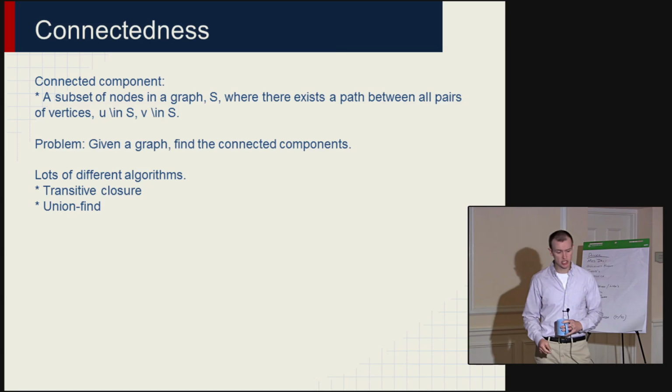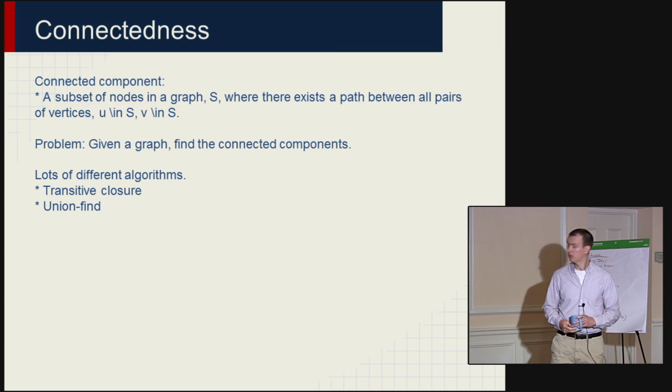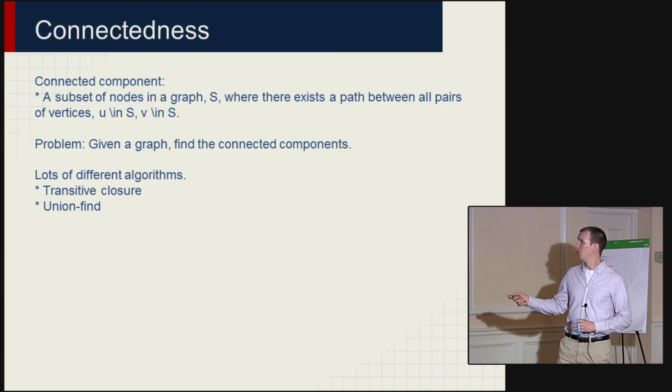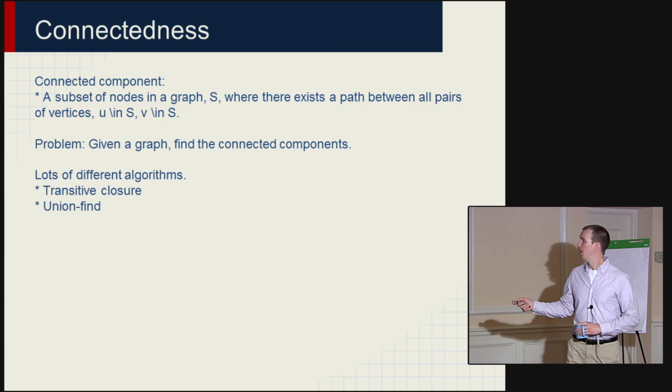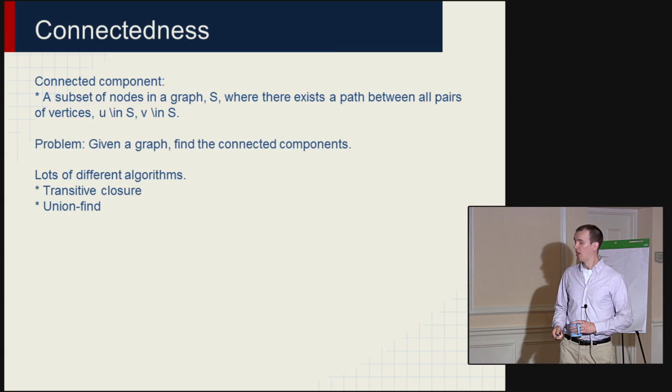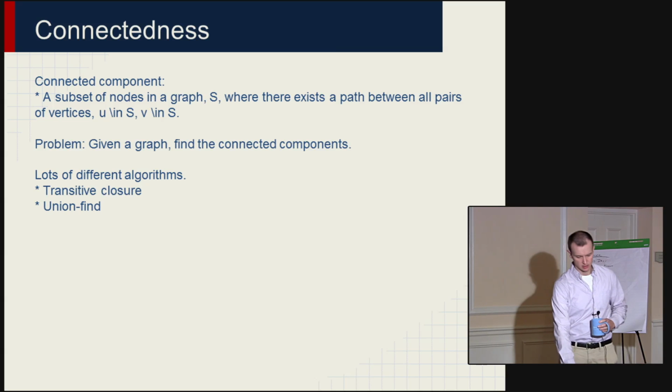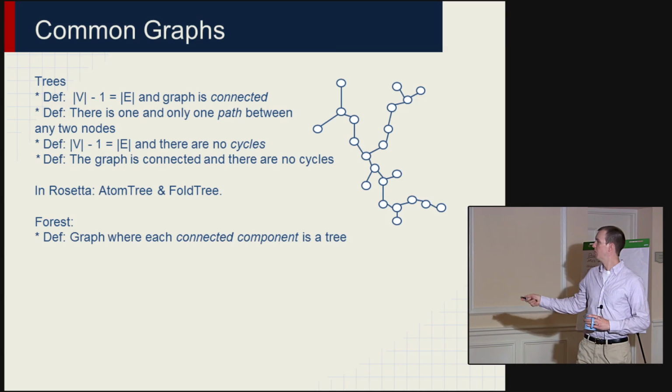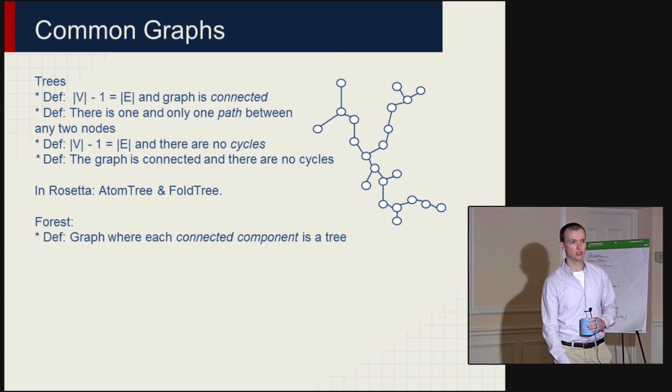Okay, so what is a connected component? So this comes up quite a lot. It would be the subset of nodes in the graph S where there exists a path between all pairs of vertices, between any pair U or V that's in S. Intuitively, this whole thing is a connected component, because I can get between this vertex and that vertex by walking along a set of edges until I'm there. And I can do that for every pair of vertices in this graph.